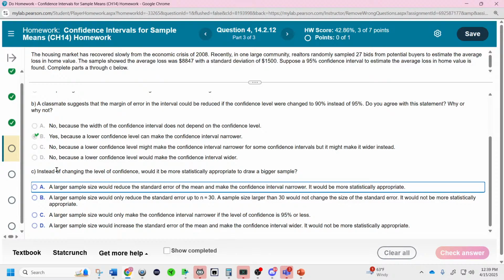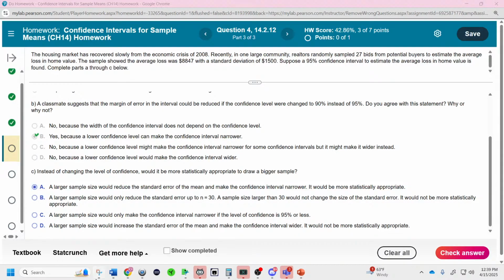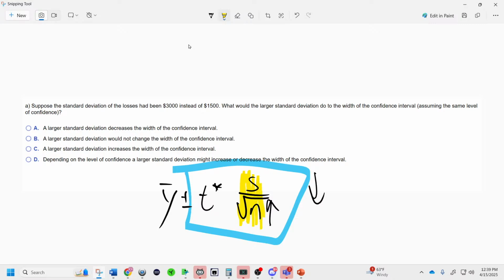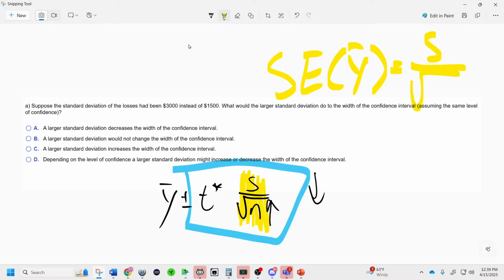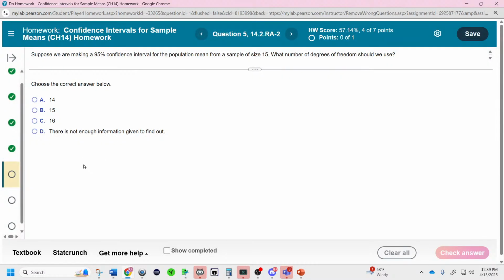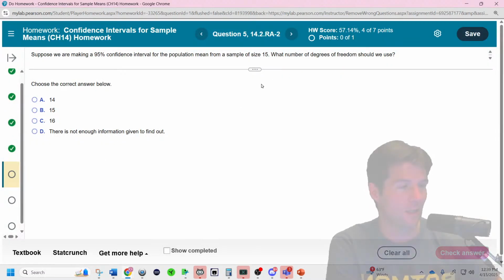That is true. The standard error is the quantity that I'm highlighting in yellow. So that is the standard error of y bar equals s over square root of n. That is called the standard error of y bar, which is a metric of uncertainty in the quantity of y bar. There we go. Oh, this is so easy.